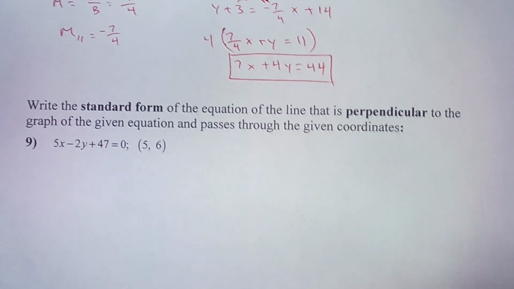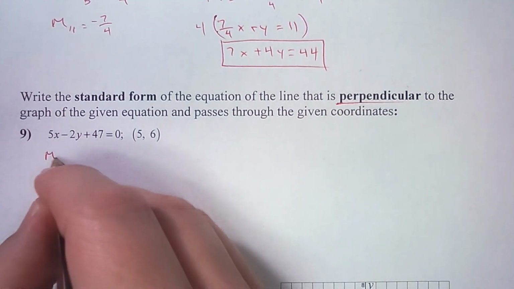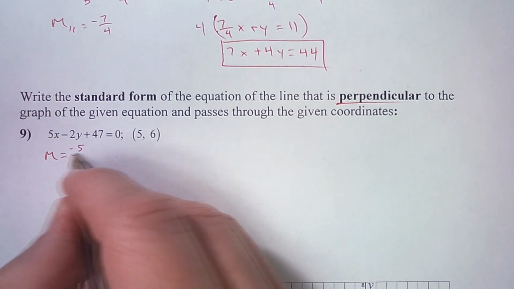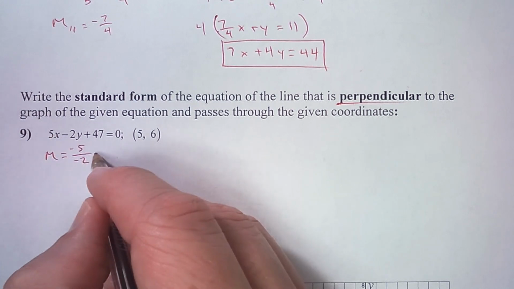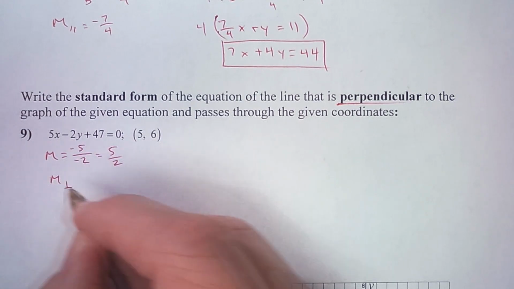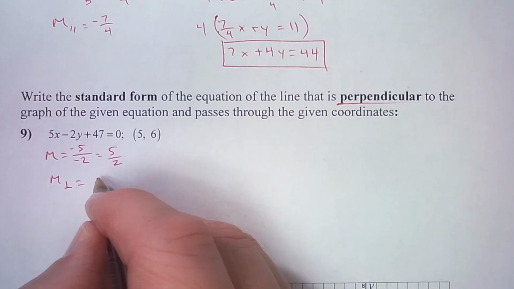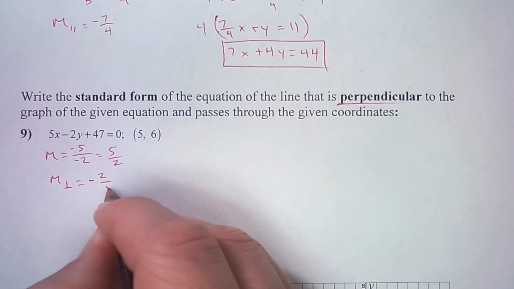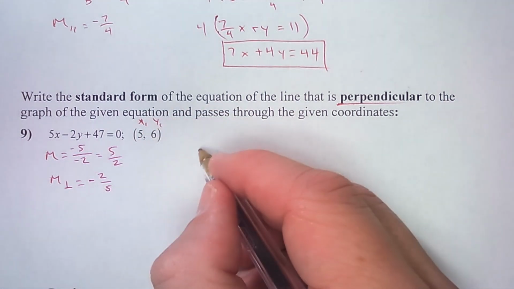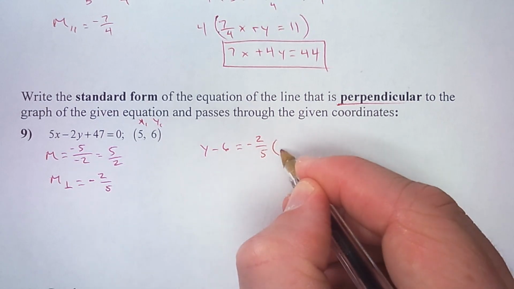Okay, standard form again, this time perpendicular. So the slope of this line is the opposite of A, that's negative 5, over B, which is negative 2. So the slope here is 5/2. The slope of a perpendicular line is the opposite reciprocal of 5/2, so it's negative 2 over 5. And here's x1, y1. y minus y1 equals m times x minus x1.